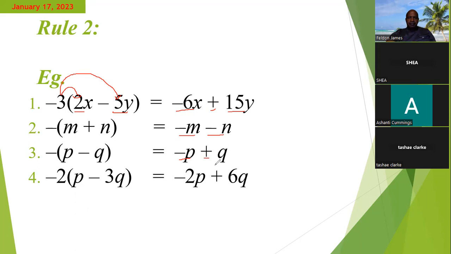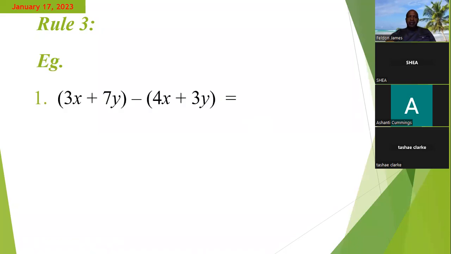And here we have negative 2 times p gives you negative 2p. And negative 2 times negative 3 gives you positive 6, and you put back the q. All right, so everybody should be following so far. All right, so that was rule 2. Now we're on to rule 3.